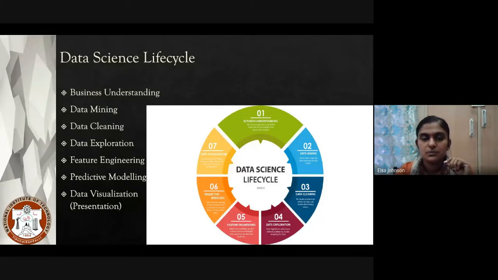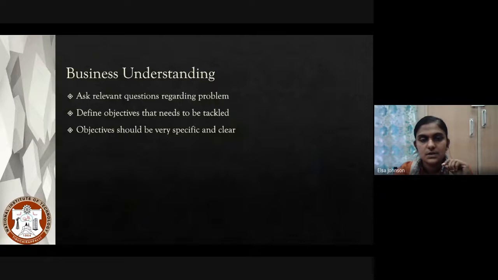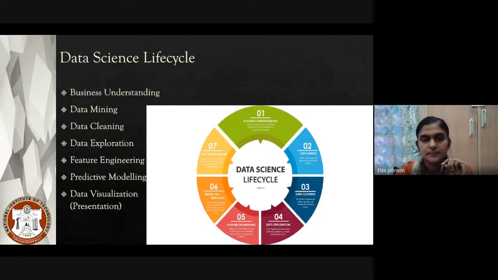When you reach a company or when you do research, you should first look at what is the intended objective or what you should be achieving from your specific data, and after that you can go on to the next steps. So business understanding means asking the relevant questions regarding the problem and defining objectives that need to be tackled. The objective should be specific and clear. Next will come data mining.